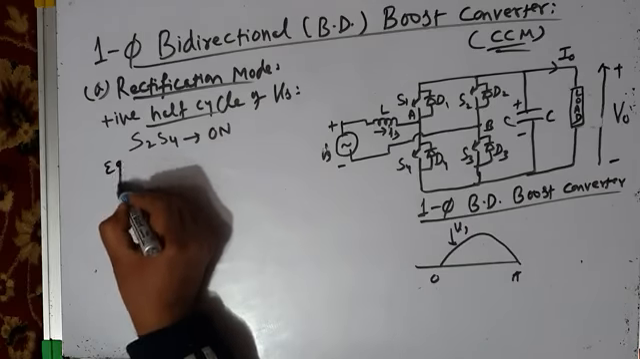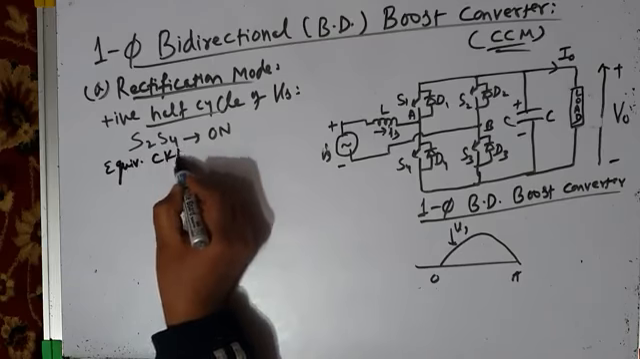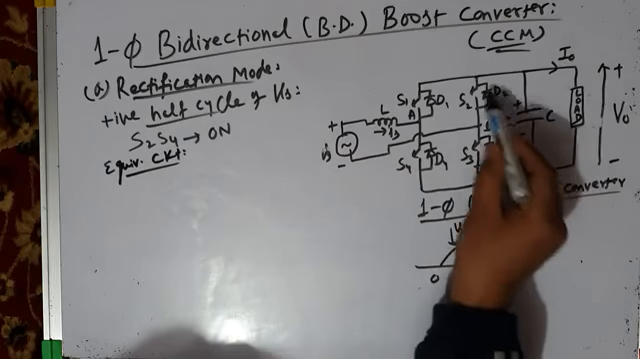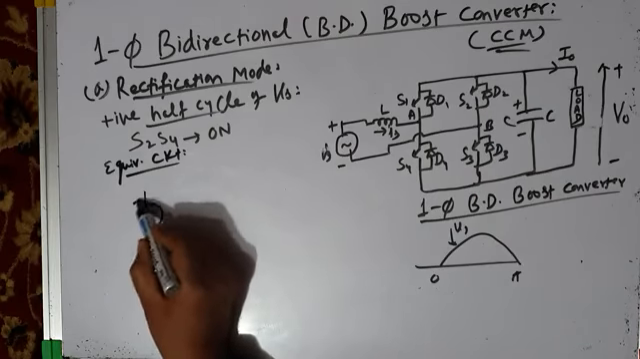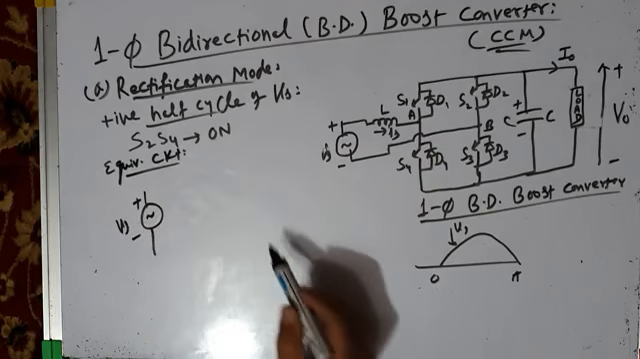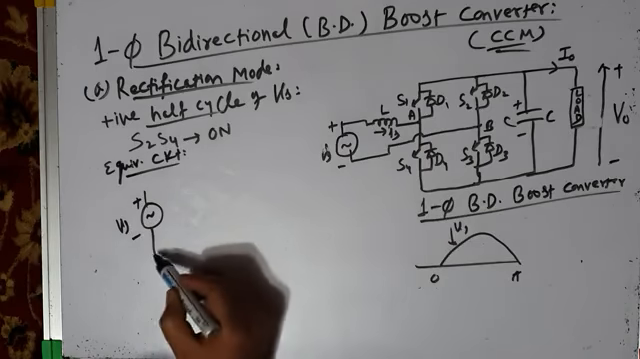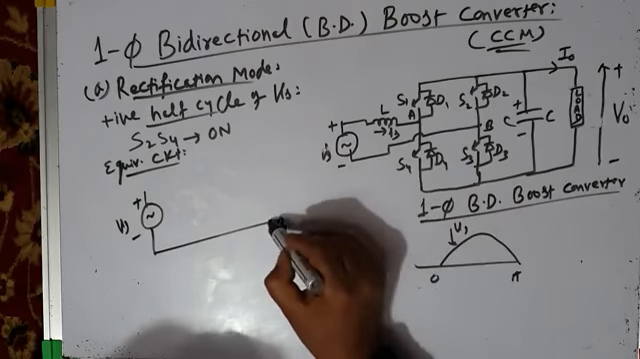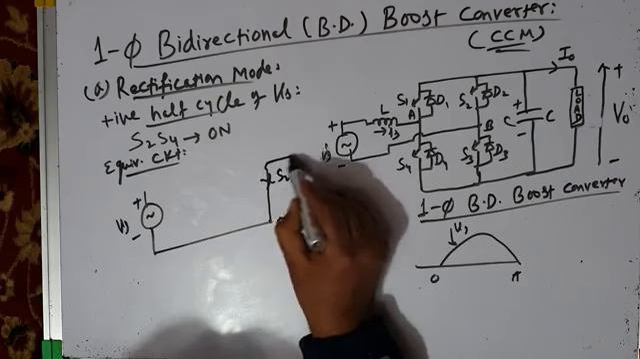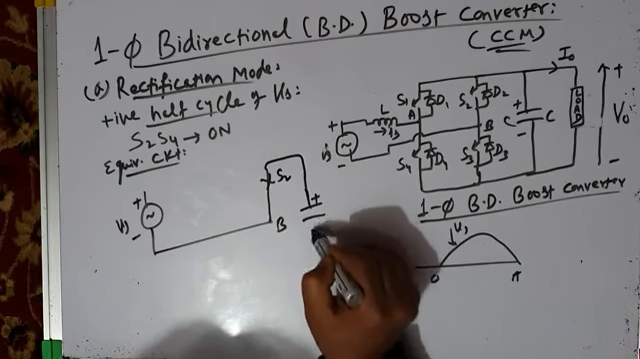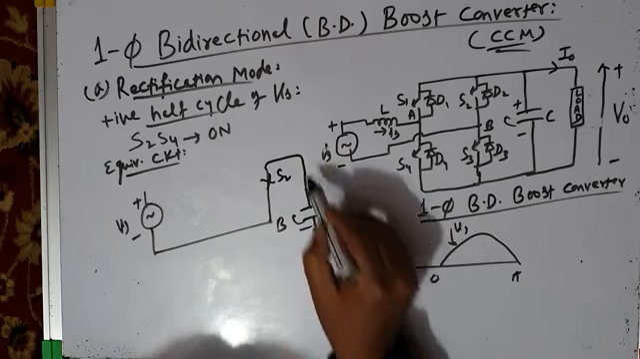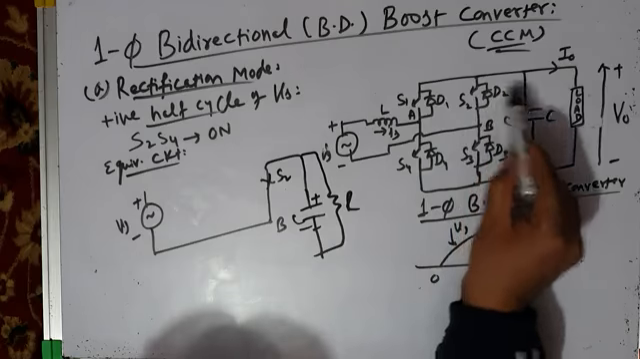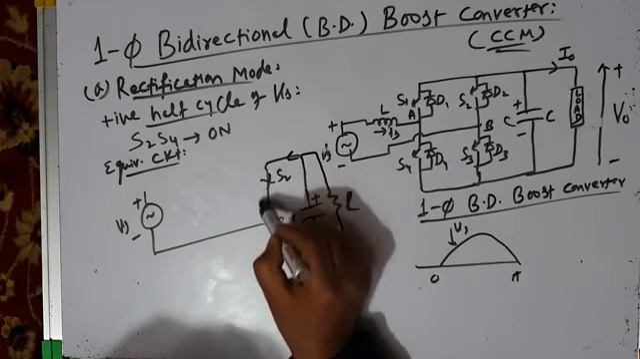Let me draw the equivalent circuit. It will be clear to you. Equivalent circuit. S2, and this is positive half cycle of source voltage. This is terminal B. S2 is conducting, so S2 is on and this is your output capacitor, plus minus C, and across it is the load resistance R. Okay, so current will flow like this.